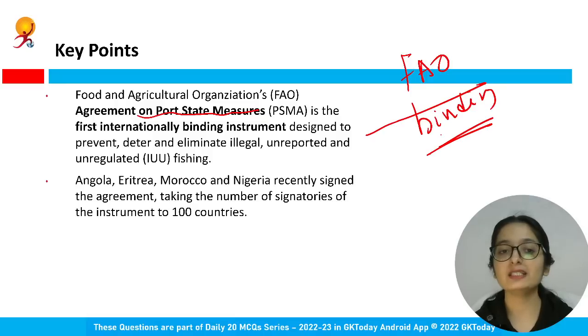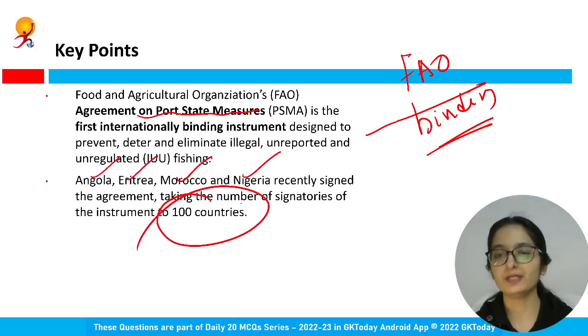Which other countries have recently signed this agreement? Angola, Eritrea, Morocco, Nigeria, right? They have recently signed this agreement, taking the number of signatories to 100 countries. Clear? Now with this, we are done with our today's important current affairs.